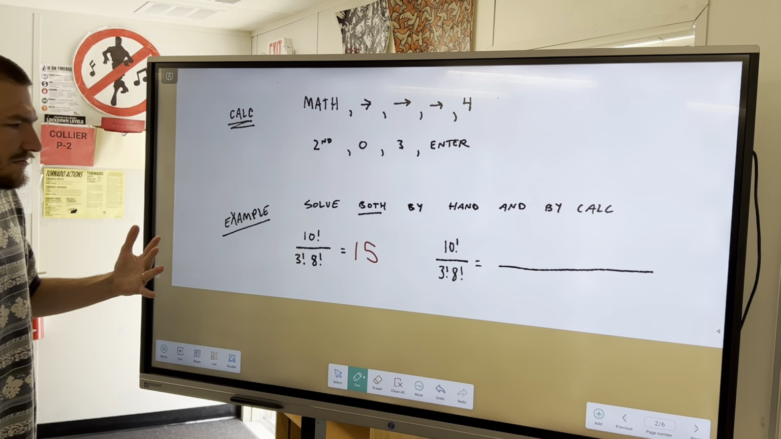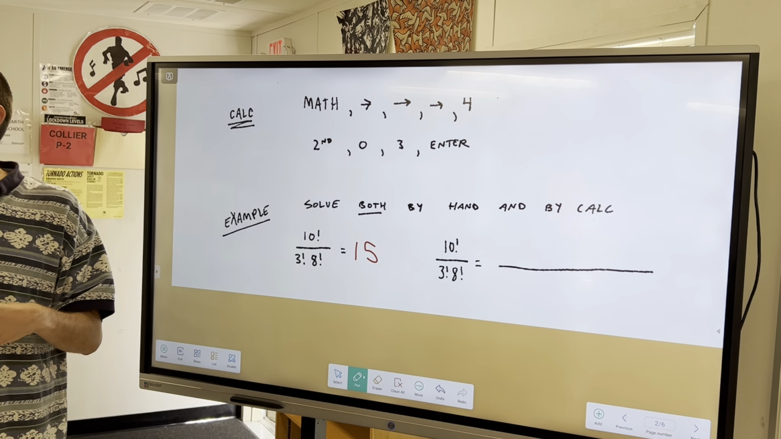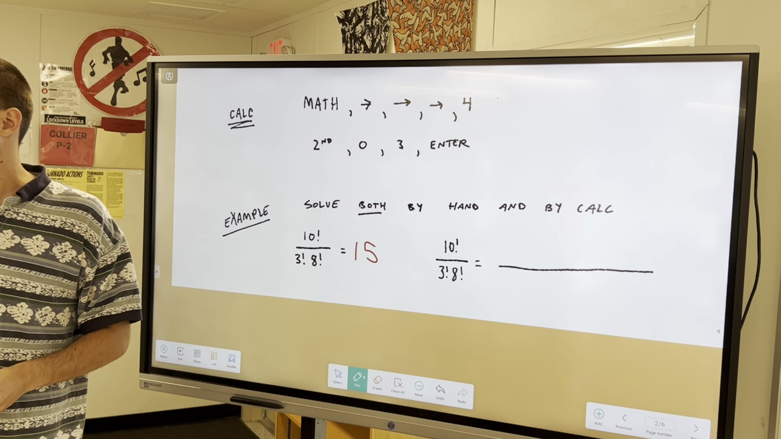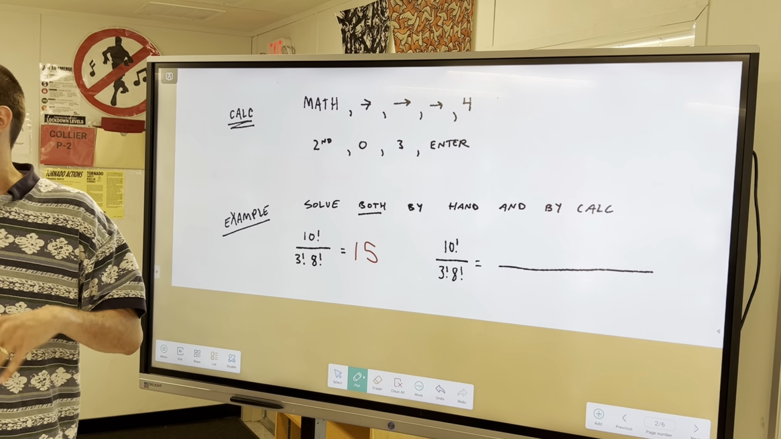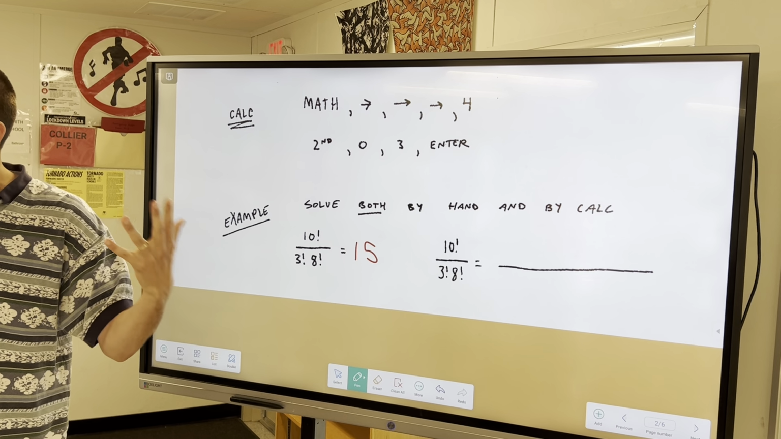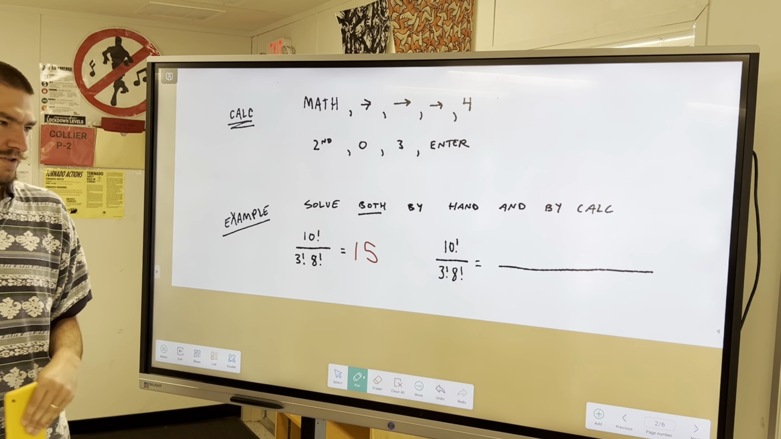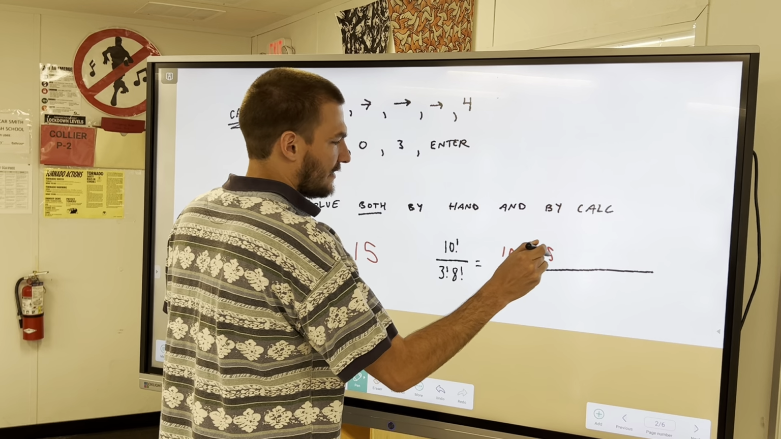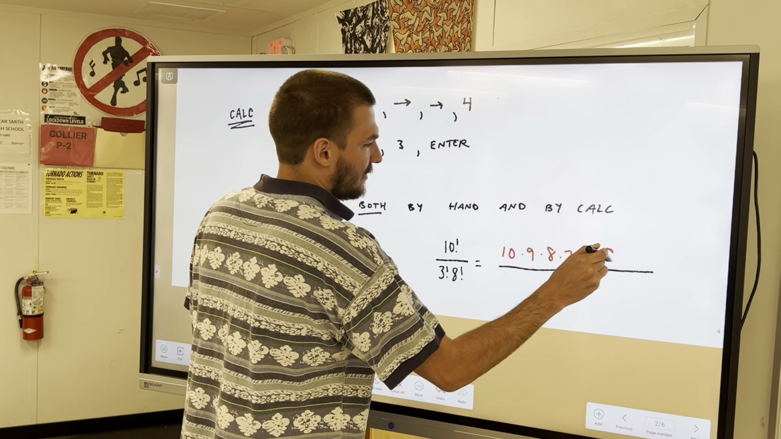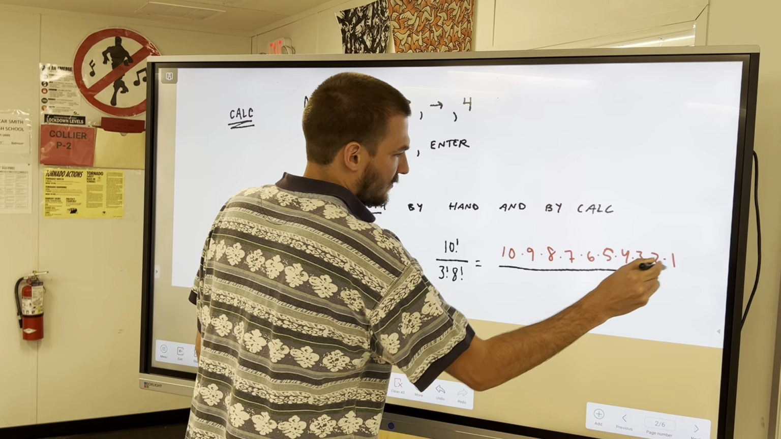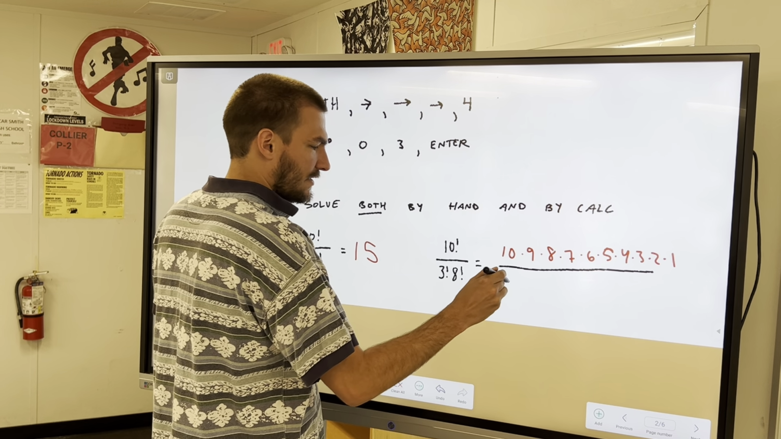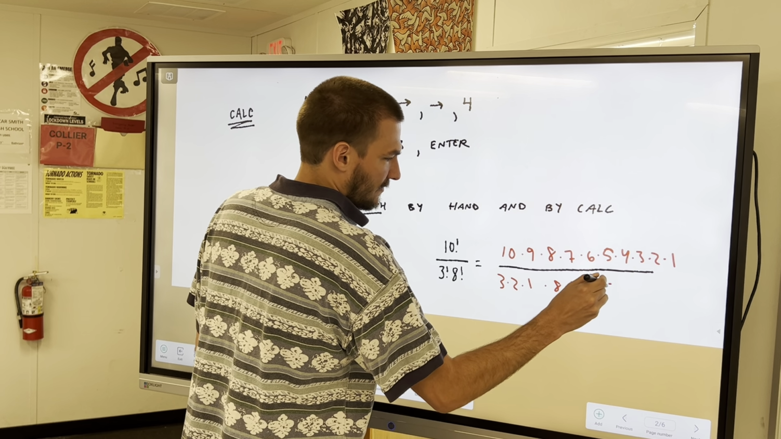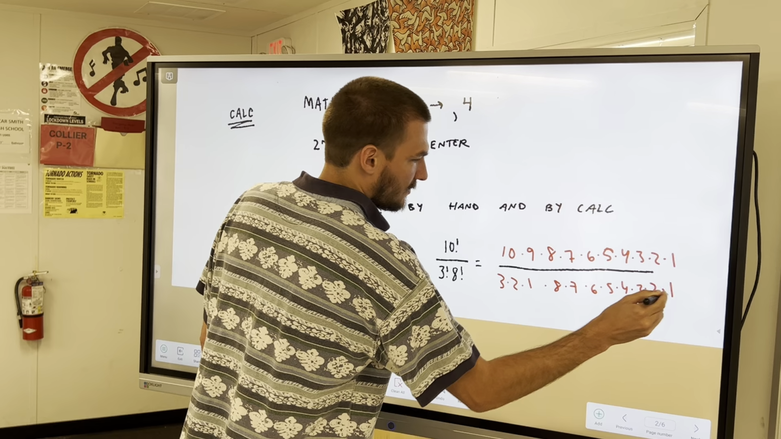So how do we get just 15 here? Factorial math is really kind of like grown-up math. It's something that flies over the head of high schoolers normally. Of course, we're IB high schoolers, so we're at that next level. 10 factorial is 10 times 9 times 8 times 7 times 6 times 5 times 4 times 3 times 2 times 1. And 3 factorial is 3 times 2 times 1. And 8 factorial is 8 times 7 times 6 times 5 times 4 times 3 times 2 times 1.